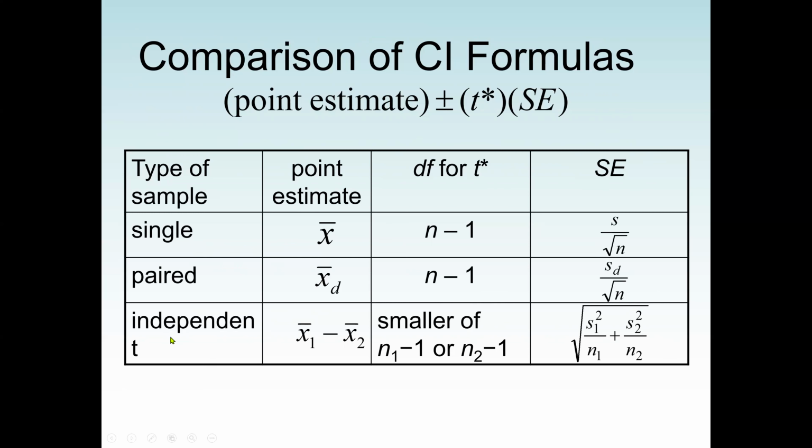Now, if your data or your samples are independent, then the point estimate will be the difference of the first and second sample mean. To find the degree of freedom, we take the smaller of n1 minus 1 or n2 minus 1. And to find the standard error, we take the first sample variance over n1, plus the second sample variance over the second sample size n2.